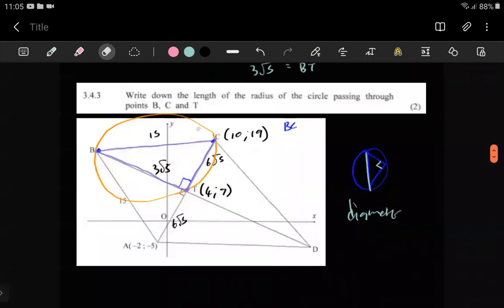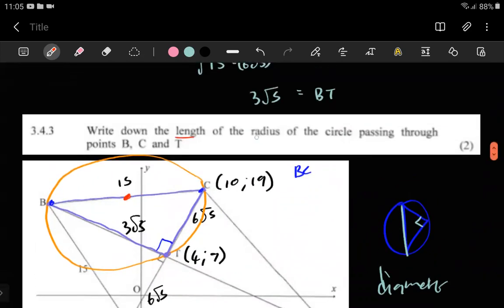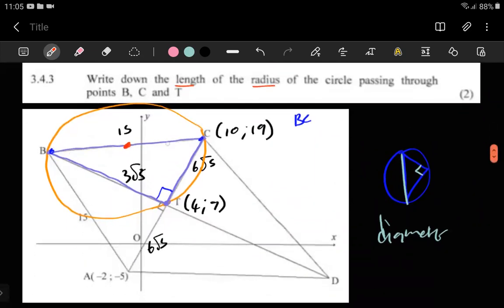As long as BC is the diameter, automatically we know what the center is. It's going to be somewhere here. Wherever the center is, it's going to be the middle of BC. So if they want the length of the radius, we might as well just get BC, which is 15. And half of 15 is going to be the radius.